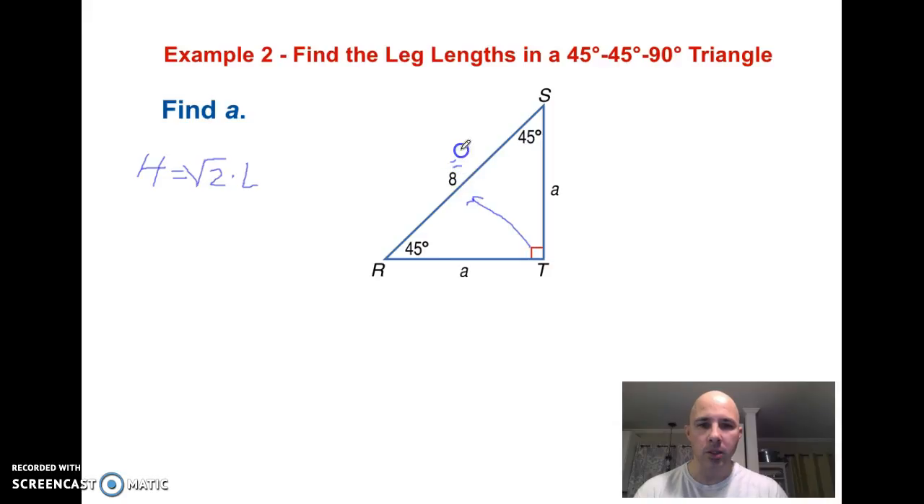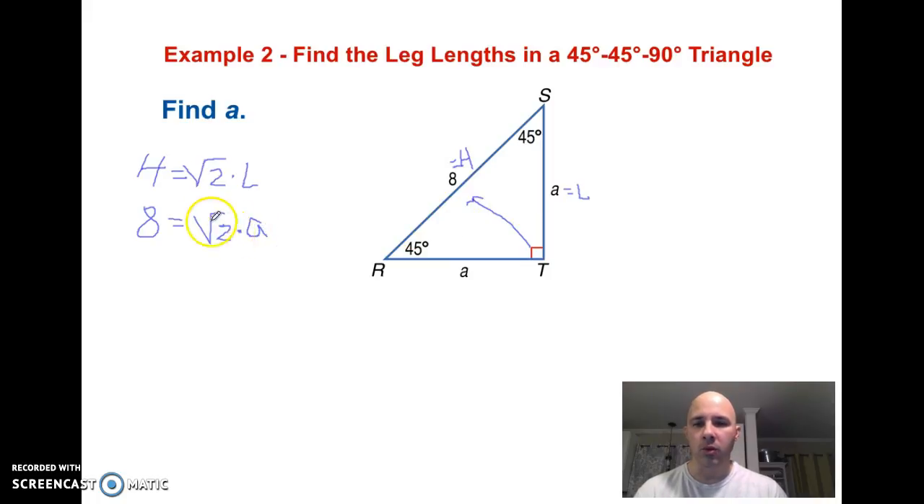This is going to be my H, and this is going to be my leg. So there goes my formula. I'm just going to go ahead and start substituting values in. This is 8 square root of 2, in this case times my L, which is A.